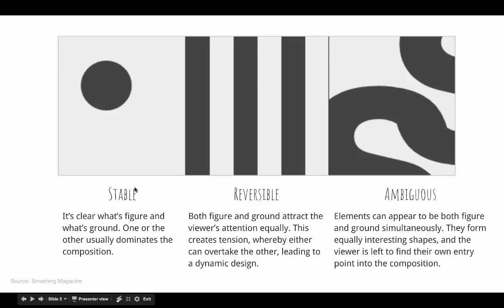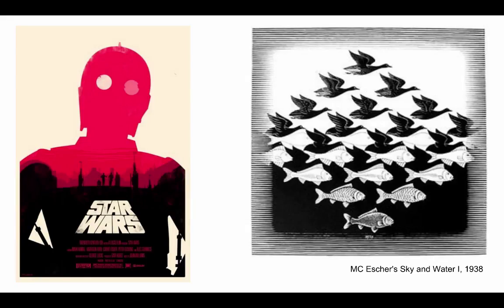Stable is kind of off on its own. The biggest difference between these two is that reversible is kind of playing with your eye, and with ambiguous, you might not really care as much what the figure is and what the ground is. I'll show you some optical illusions here. These are examples of how things might toy with us.